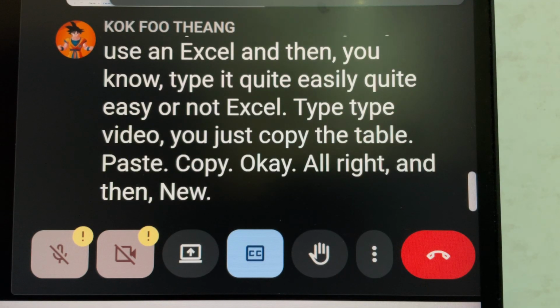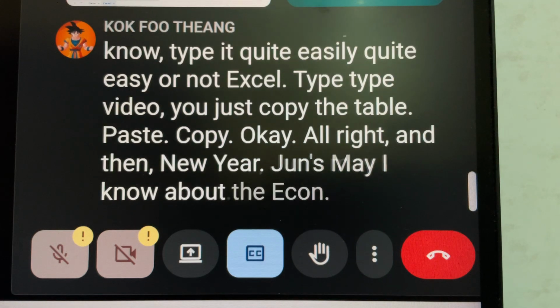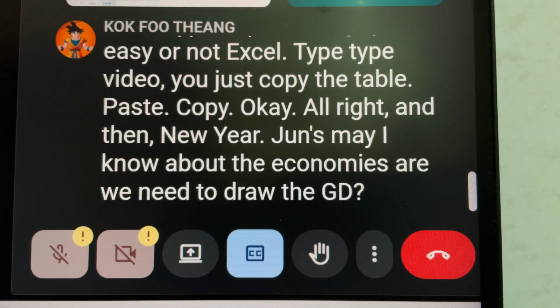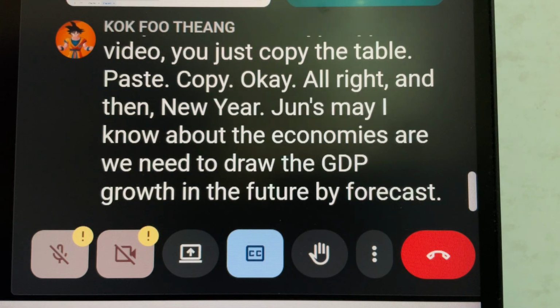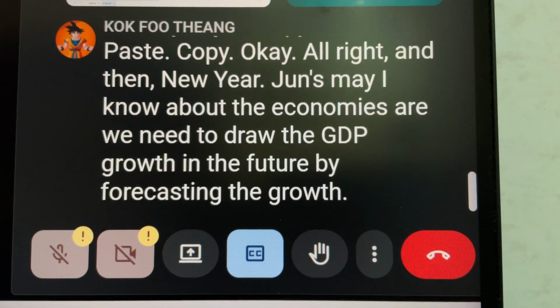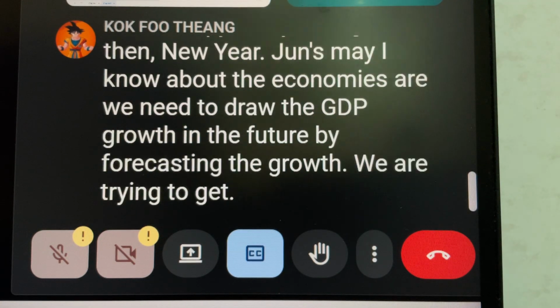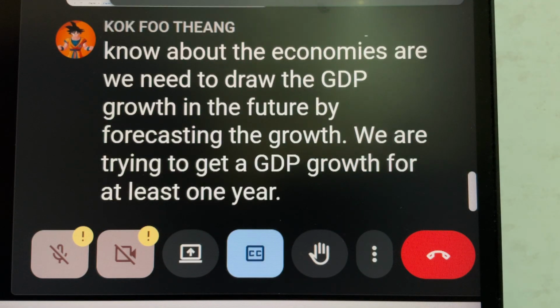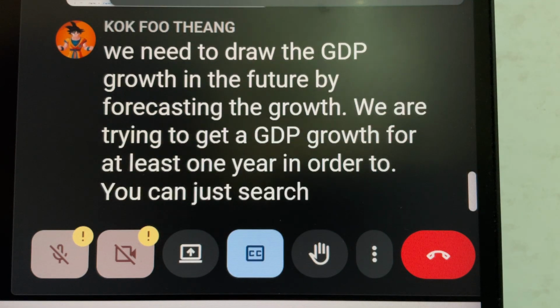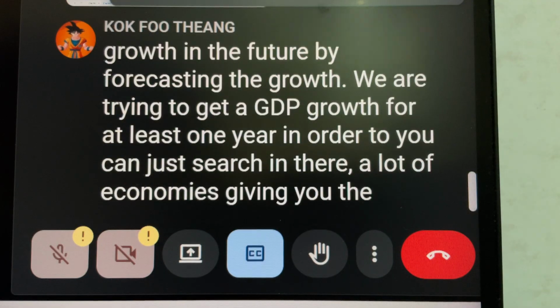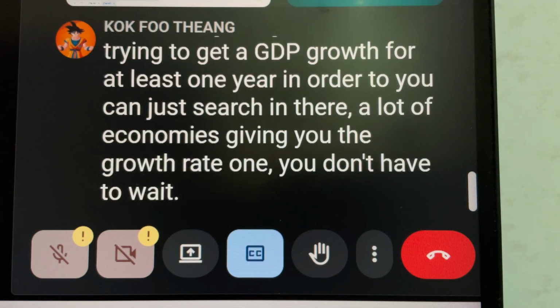About the economy, do we need to draw the GDP growth in the future by forecasting the growth? We're trying to get the GDP growth for at least 1 year. You can just search, and there are a lot of economists giving you the growth rate. You don't have to do it yourself.